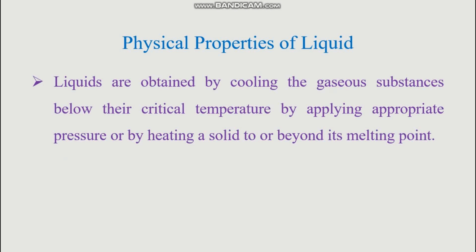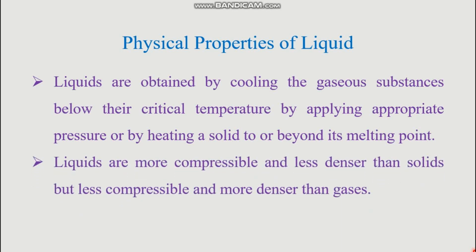Liquids are obtained by cooling gaseous substances below their critical temperature by applying appropriate pressure, or by heating a solid to or beyond its melting point. That means if you heat up a solid substance, it will melt into liquid, and the temperature is definitely its melting point at the corresponding pressure. And if the temperature of a gas is below its critical temperature, that is, it is in the vapor state, then on compressing it we can also get a liquid.